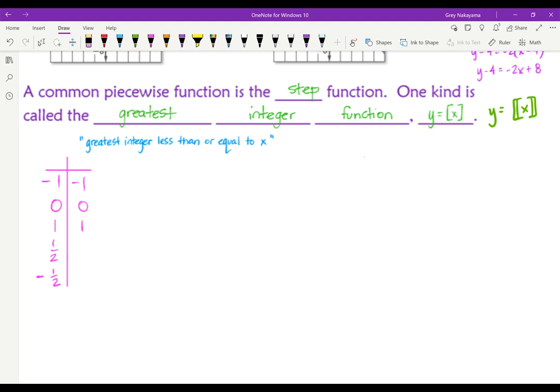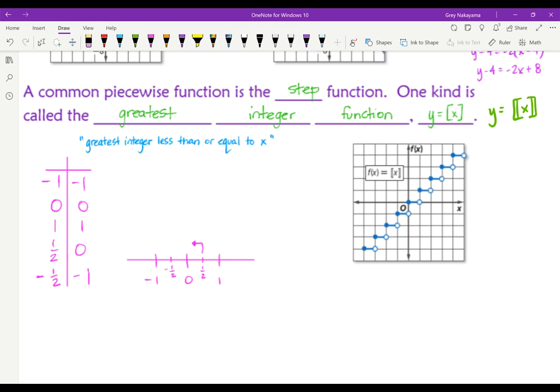Okay? Well, if you think of a number line, 1/2 is between 0 and 1. So the greatest integer less than or equal to, if you're thinking about a number line, you always go to the left. So that's going to be 0. And what's the greatest integer less than or equal to negative 1/2? It's going to be negative 1. So when you have that, your graph is looking like this.